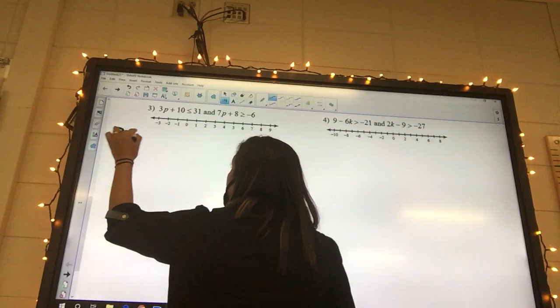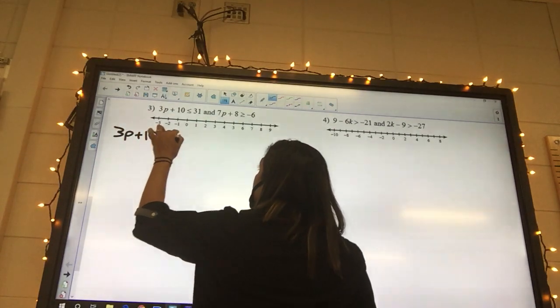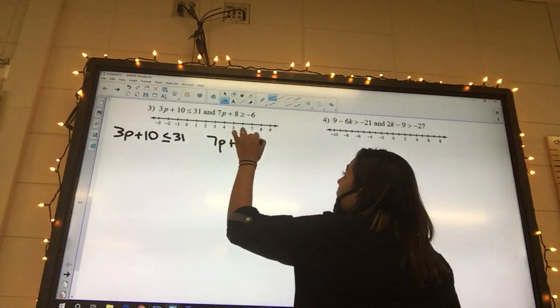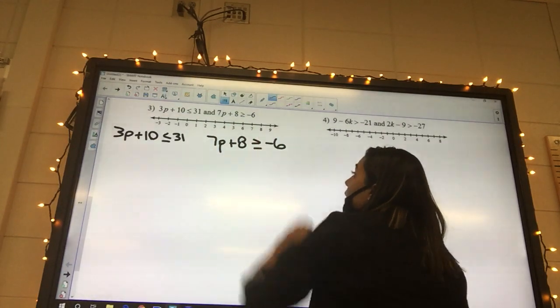Okay, so number 3, we're just gonna write them all out. 3p plus 10 is less than or equal to 31, and p plus 8 is greater than or equal to negative 6.